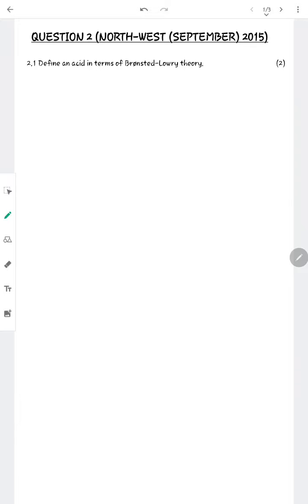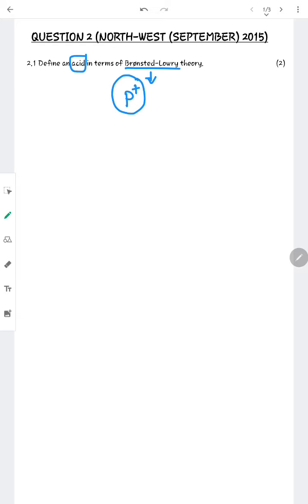Okay, so this is the answer for page 179, question 2. They are asking you to define an acid in terms of the Bronsted-Lowry theory. Remember, there are two theories, Arrhenius and Bronsted-Lowry. Bronsted-Lowry always makes reference to protons. So here they are asking you about the behavior of a proton for an acid.